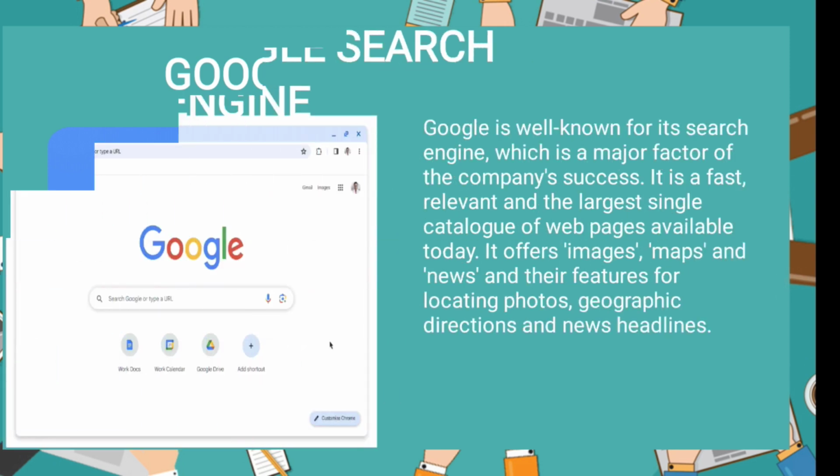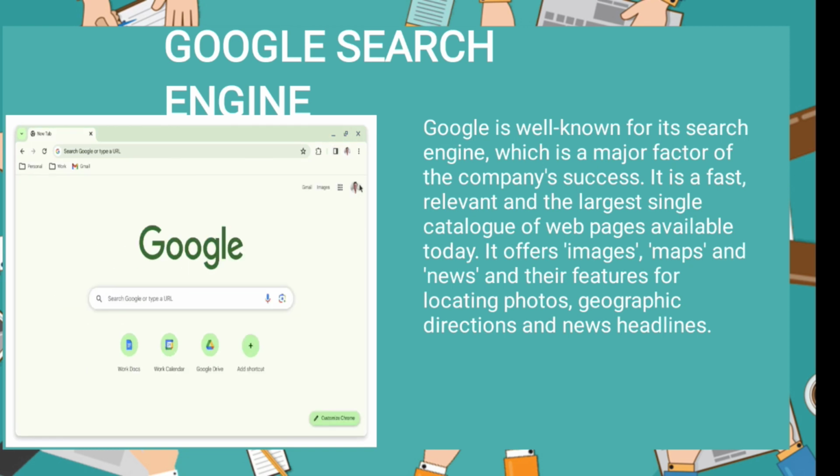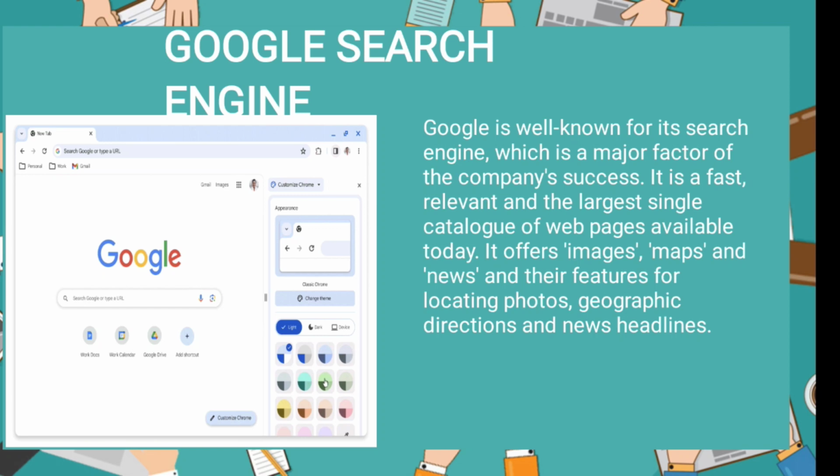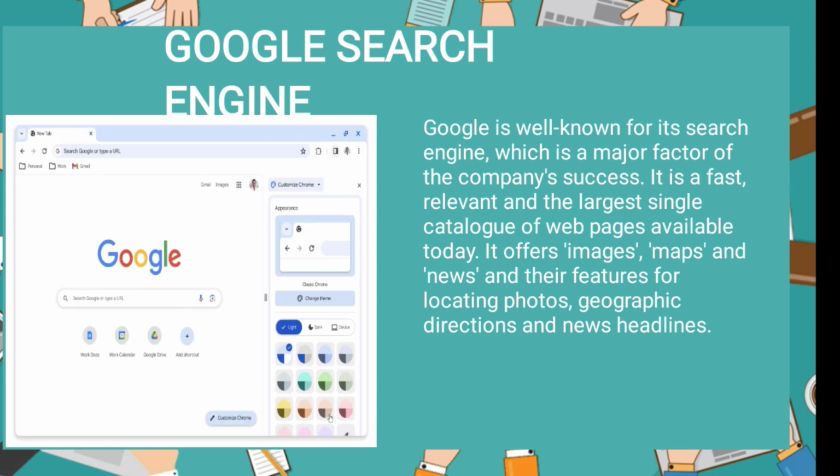So next is Google search engine. The internet is a worldwide resource of information, as you all know. The primary reason why people use the internet is to search for specific information, including text, pictures, music and video. Google is well known for its search engine, which is a major factor of the company's success.